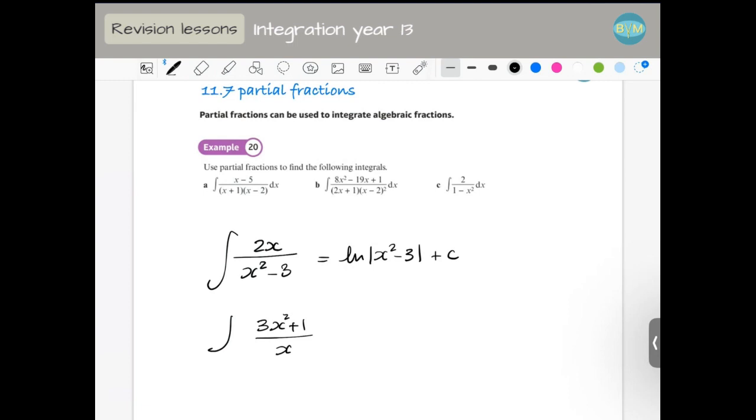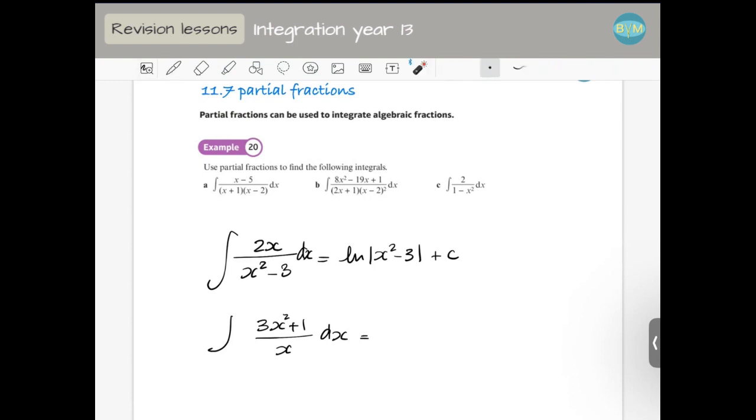What can you do with this one? It's quite simple if you know. What would you do? Any thoughts? The numerator is not the derivative of the denominator. Aim, you were going to say something. Tell me. Can you just simplify it, dividing by x?